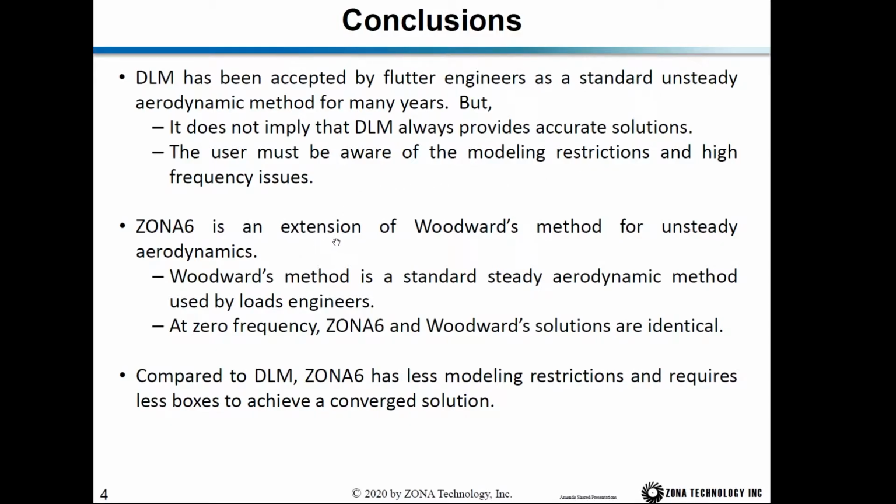Zona 6 is an extension of Woodward's method for unsteady aerodynamics, and Woodward's method is a standard steady aerodynamic method used by Lowe's engineers. At zero frequency, Zona 6 and Woodward's solutions are identical. Compared to DLM, Zona 6 has fewer modeling restrictions and requires fewer boxes to achieve a converged solution.